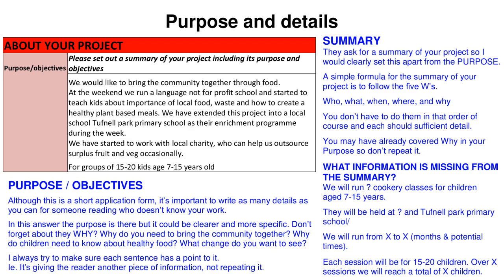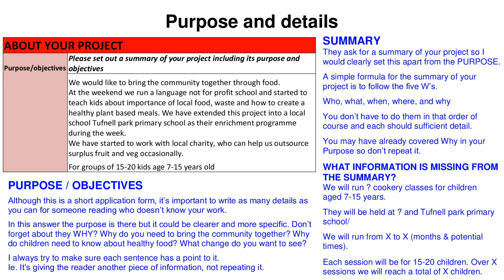And then in this question, they ask for a summary of the project. This is different from the purpose. The purpose is the kind of why, and the summary is almost the what. A very simple formula for a summary is to follow the 5 W's: the who, what, when, where, and why. You don't have to do them in the order, of course, and you should have enough detail under each one so that somebody could almost take this and replicate your project to some degree if they wanted to. And obviously you might have already talked a little bit about why in your objectives, so you don't need to repeat yourself if you've already covered it.